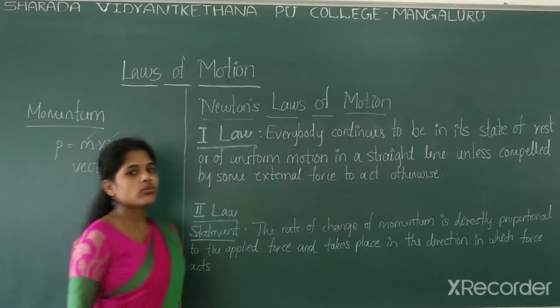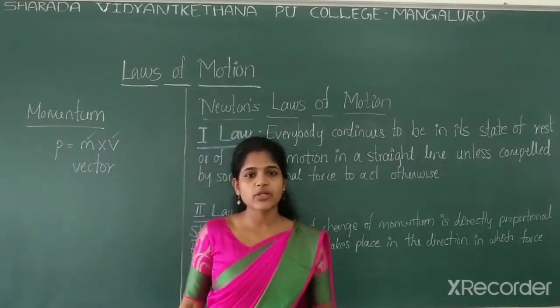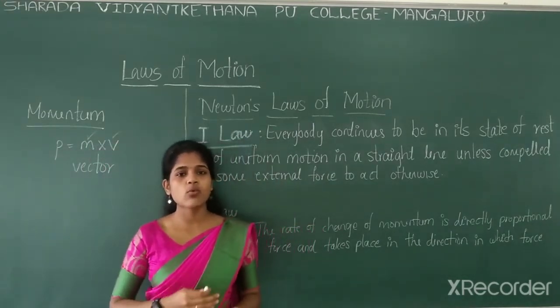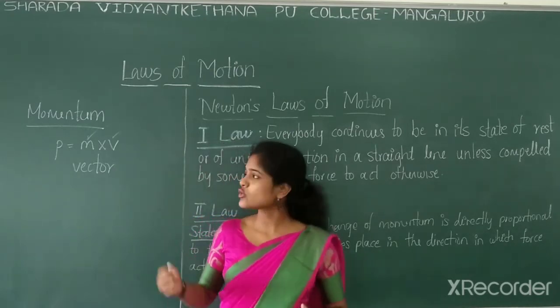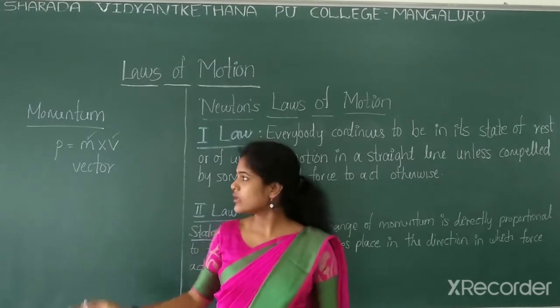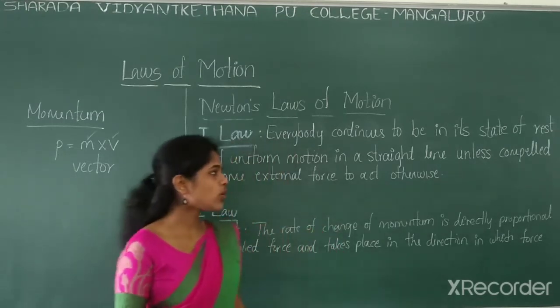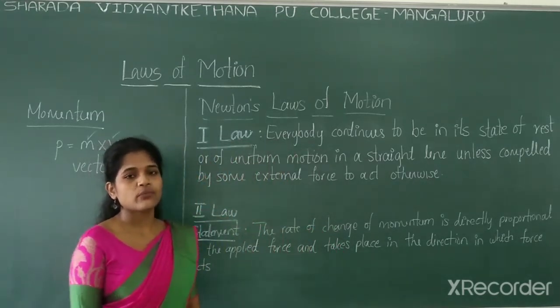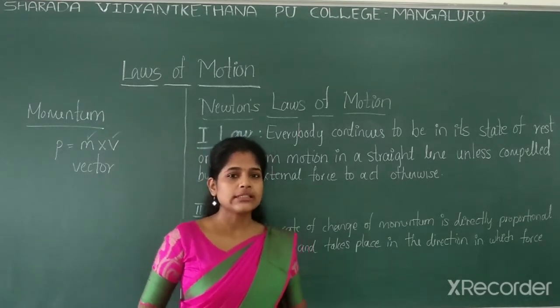Okay. So hope you know that a vector quantity is one that has both magnitude and direction. So the momentum has both magnitude and direction, so it's a vector quantity. So now we will move to Newton's second law. So what is the statement of Newton's second law?